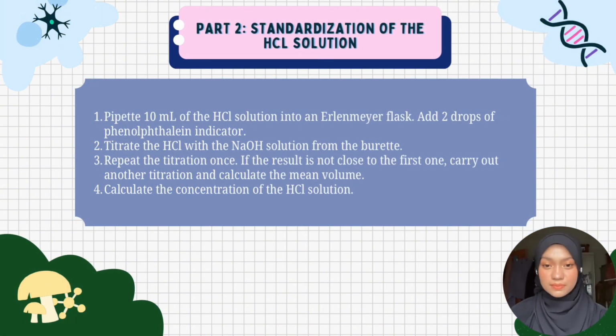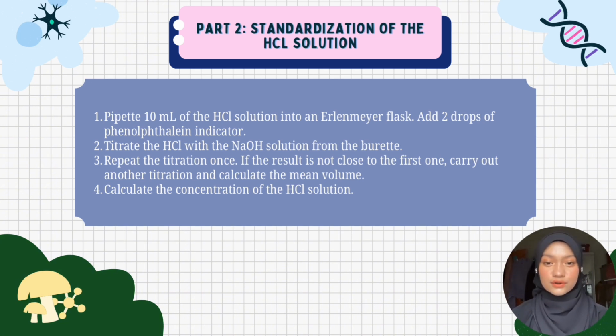After we are done with the first part of the procedure, we are going to proceed with the second part of this procedure. The second part is standardization of the hydrochloric acid solution. Firstly, pipette 10 ml of the hydrochloric acid solution into an Erlenmeyer flask. Then add 2 drops of phenolphthalein indicator.